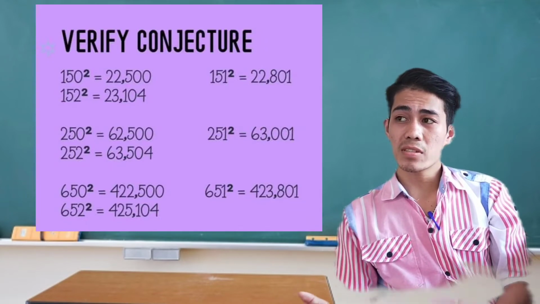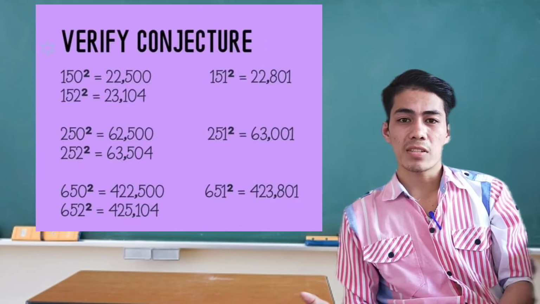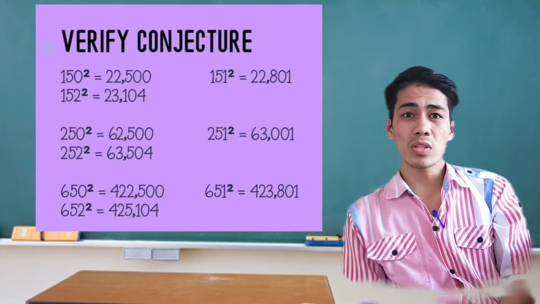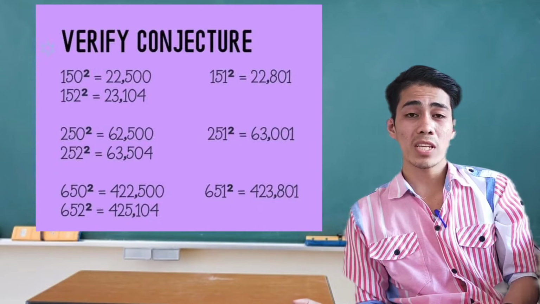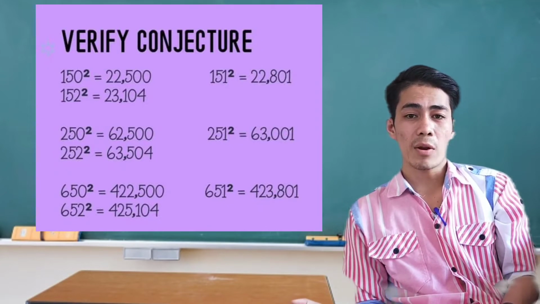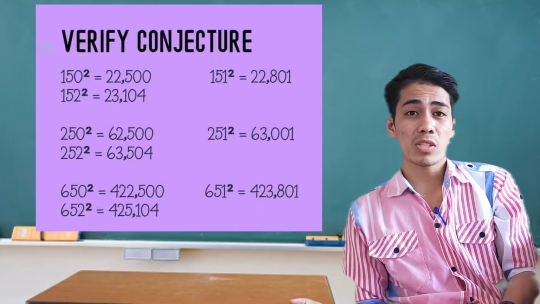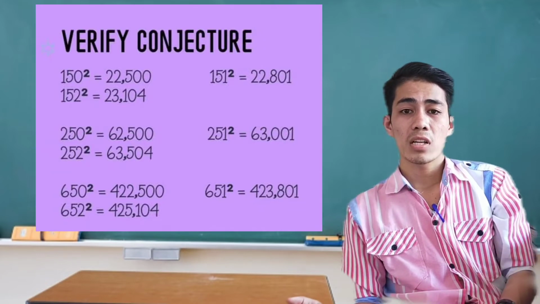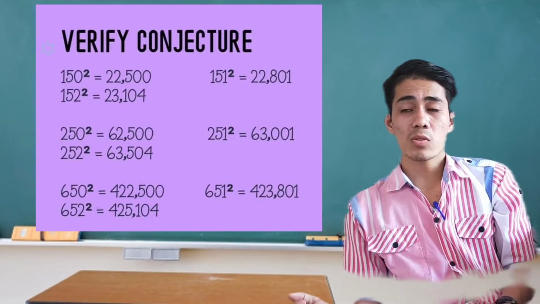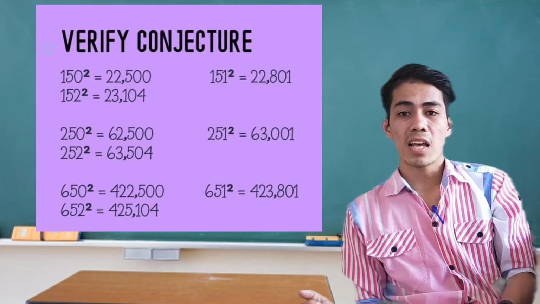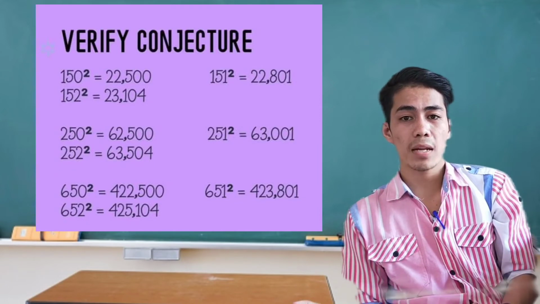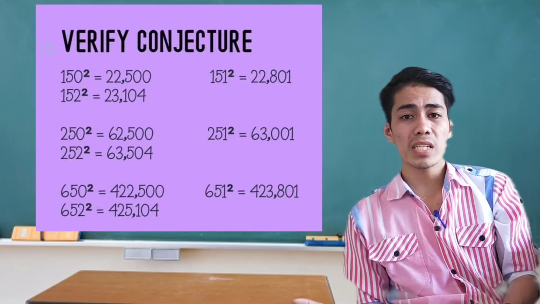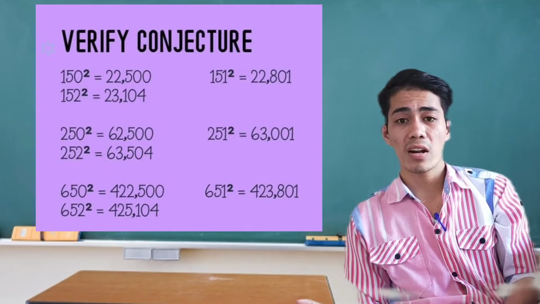See the examples in the presentation. So 150 squared will be 22,500. So 151 squared will be 22,801. And 152 squared will be 23,104. 250 squared will be 62,500. And then 251 squared, that will be 63,001. So 252 squared, that will be 63,504.